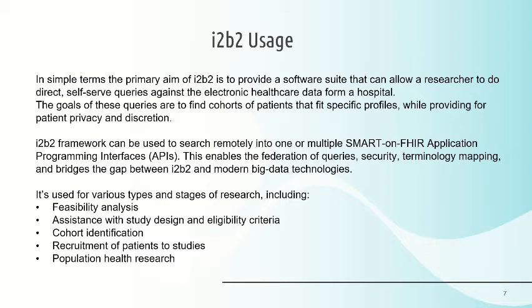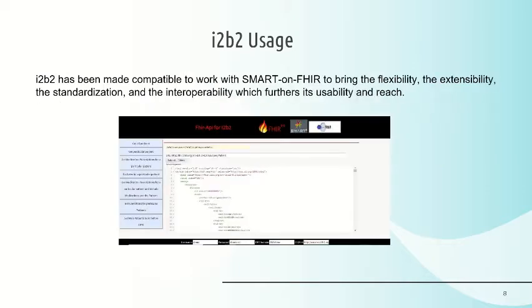Apart from that, it's used for various types and stages of research like feasibility analysis, assistance with study design and eligibility criteria, cohort identification, recruitment of patients to studies, and population health research. Here I show how I2b2 is used in compatibility with FHIR. So FHIR APIs are being used by the I2b2 framework to extract the data.